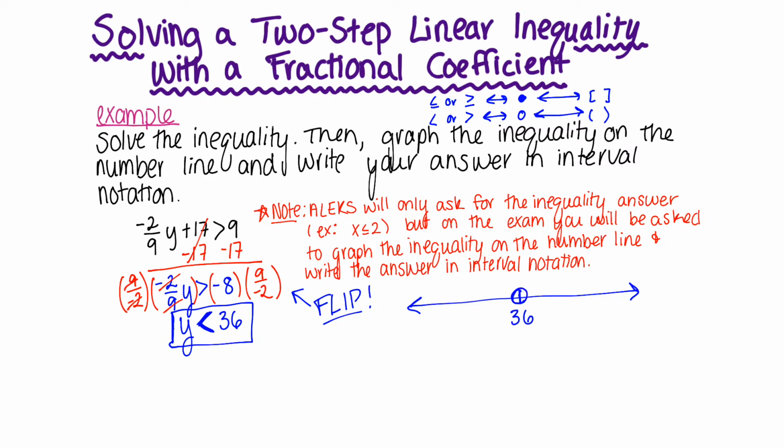It says y is less than 36, so that's going to be shading the less than side, which is the left side. In interval notation, we're going to read off the shaded part, so it starts at negative infinity. Infinities will always get the parentheses, and it goes all the way up to 36, and 36 gets a parenthesis because of the open circle, and that's my interval notation answer.